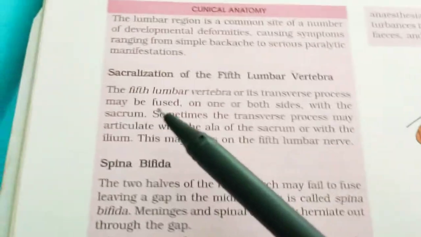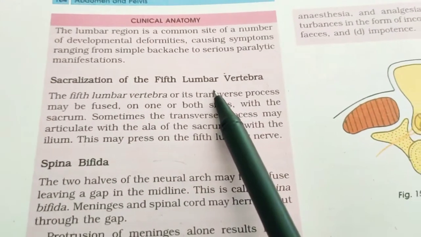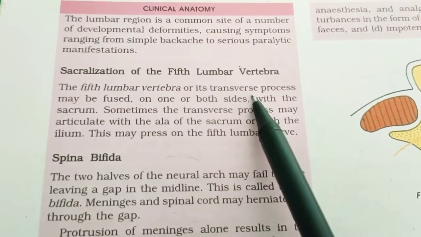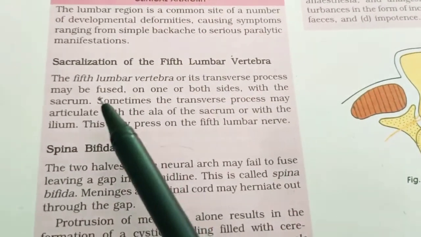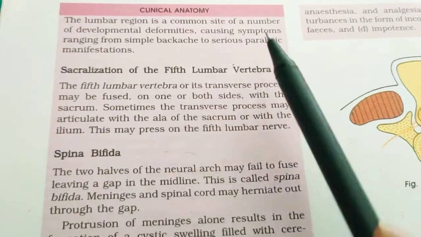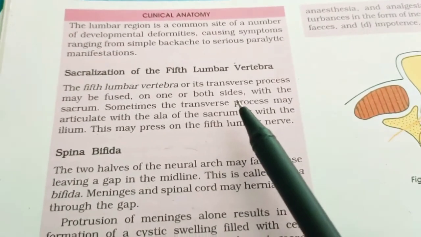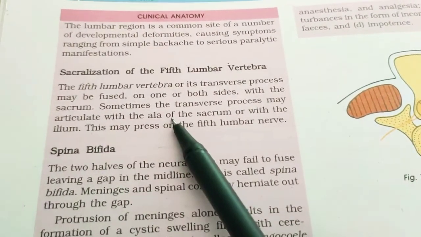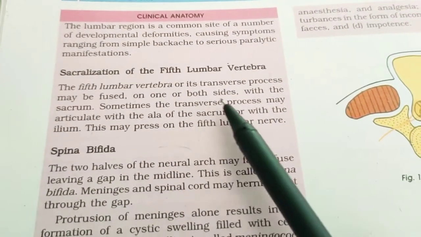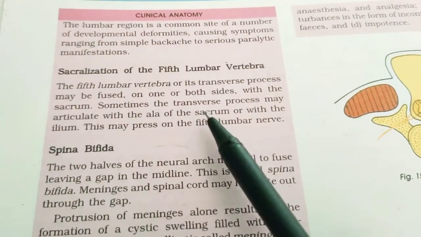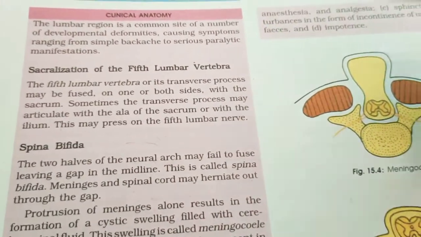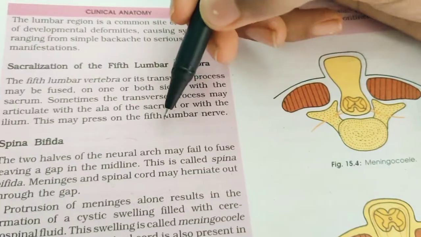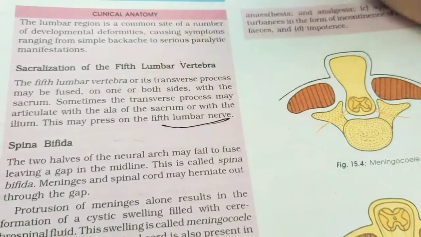So now lastly we come to clinical anatomy. First you have the sacralization of the fifth lumbar vertebra. It means the fifth lumbar vertebra or its transverse process may be fused on one or both sides with the sacrum. So the lumbar vertebra is fusing with the sacrum, and sometimes the transverse process may articulate with the ala of the sacrum or with the ilium. This may press on the fifth lumbar nerve. So in sacralization of the fifth lumbar vertebra, the fifth lumbar nerve is affected.